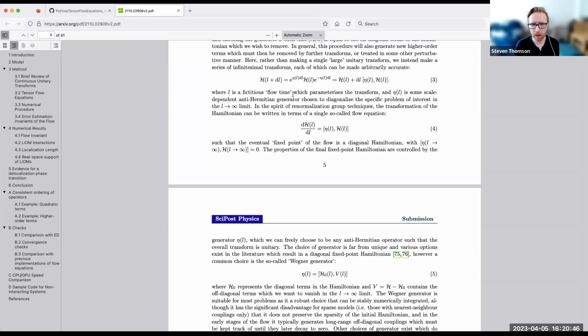And along the way, if we keep track of all of these infinitesimal unitaries, we also get the full unitary that diagonalizes the Hamiltonian, which allows you to compute various observables and switch between the initial basis and the diagonal basis. So that's the idea.